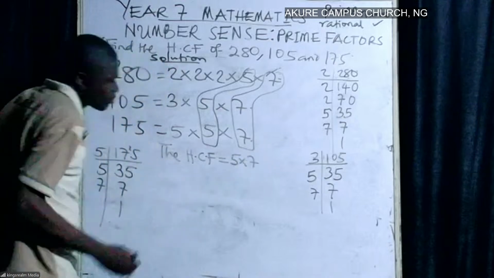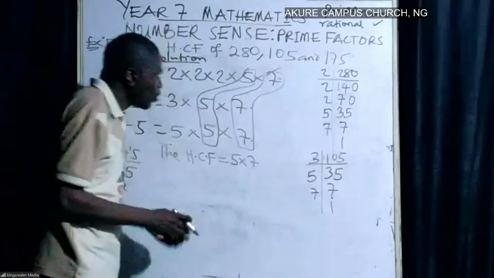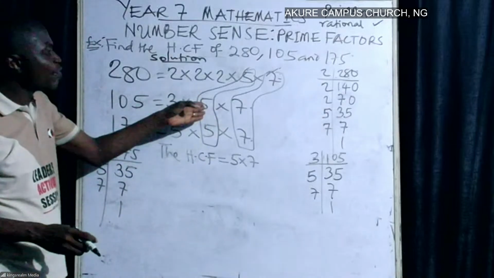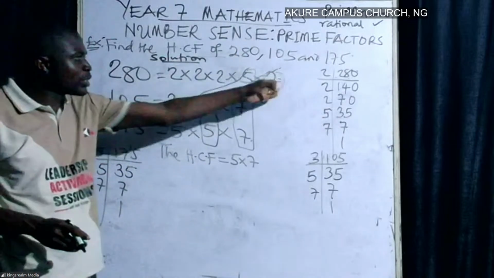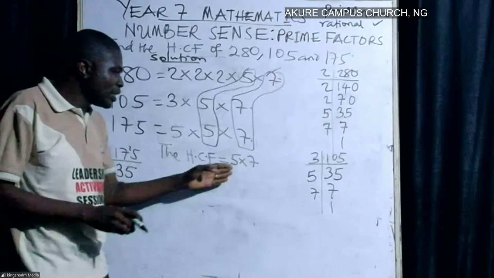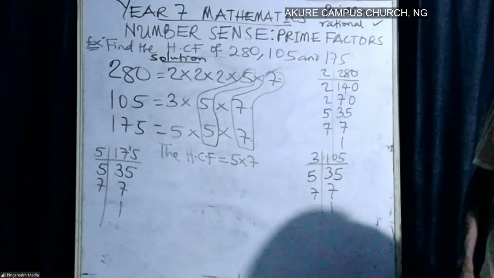5 times 7. Dude, wouldn't it be only 7? No, not only 7. 5 is also common. You can see 5 here, you can see 5 here, you can see 5 here. You can also see 7 here, 7 here, 7 here. So the HCF is 5 times 7, or 5 and 7.